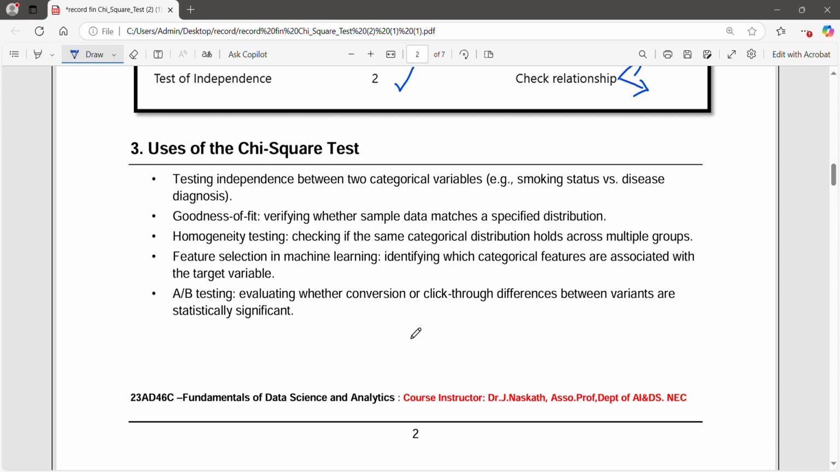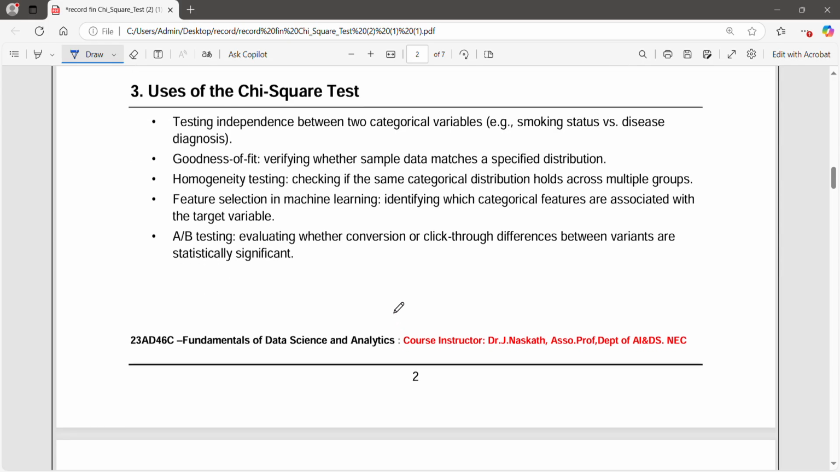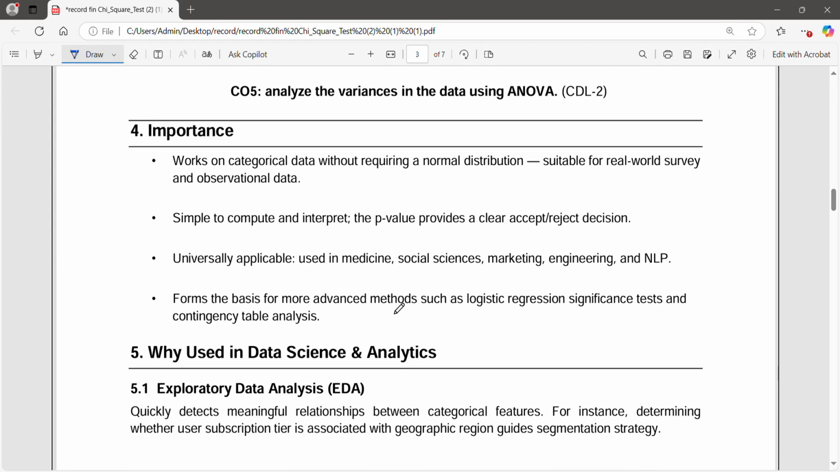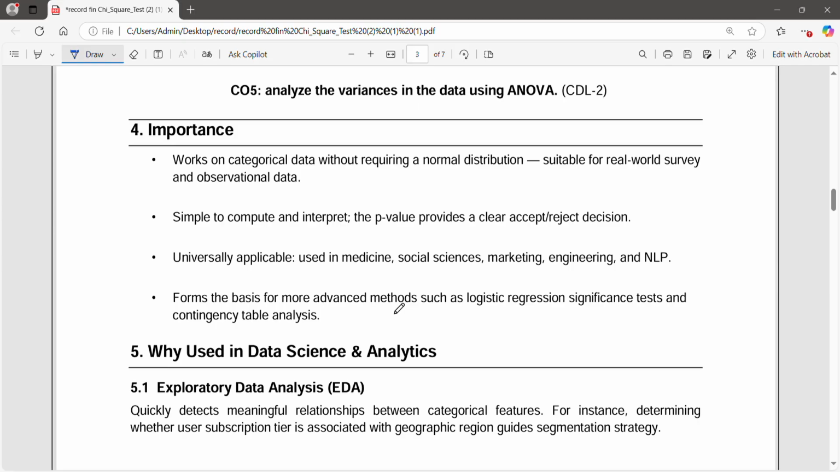What are the main uses of chi-square test? It is used for testing the independence between categorical variables, which we already discussed. Then goodness of fit, and homogeneity also we have tested, that means checking if the same categorical distribution holds across multiple groups. Then feature selection: in machine learning algorithms, feature selection is mostly done using the chi-square test value, and A/B testing is also performed using the chi-square test. These are the common uses of chi-square.